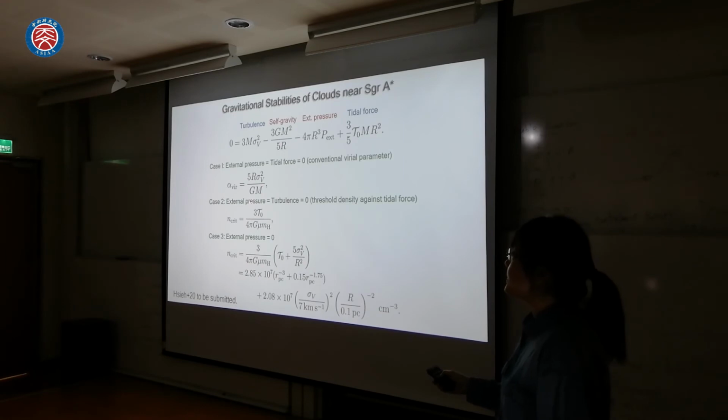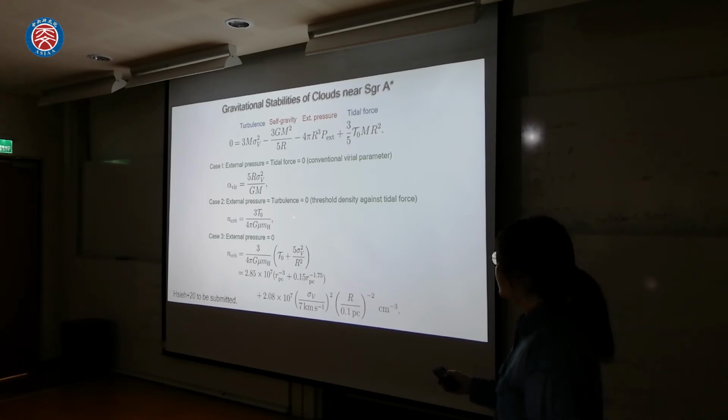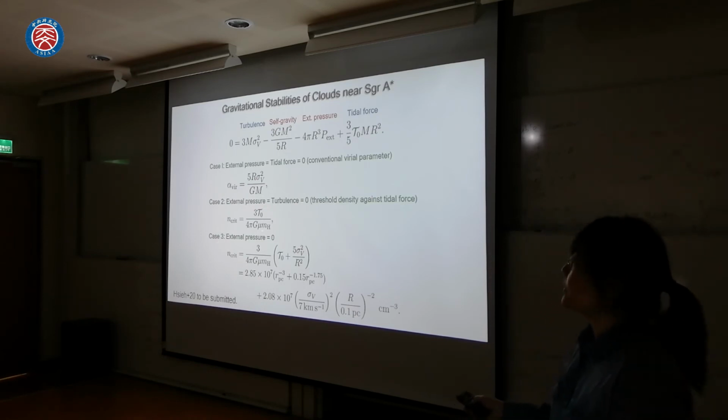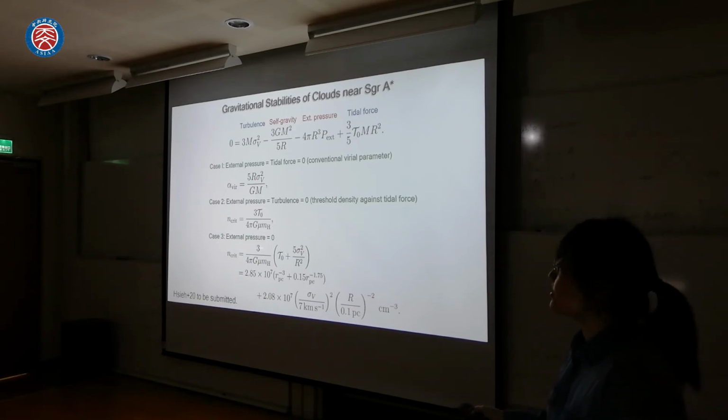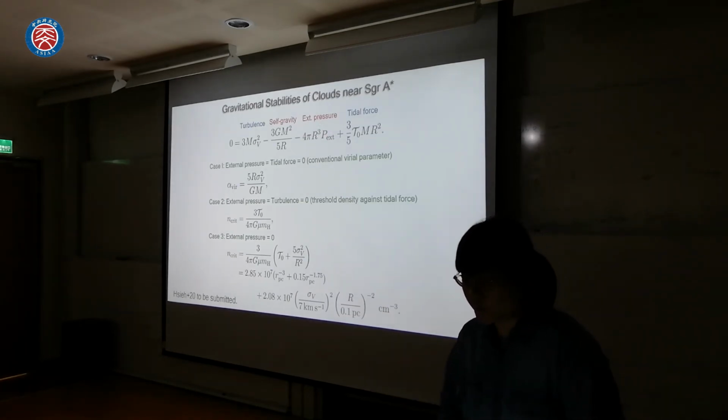The second case is if the turbulence and external pressure are 0, then this is simply the critical density, the tidal threshold density. That is the Roche limit. But case 3 is more realistic. To simplify the equation, here we tentatively assume that external pressure equals 0, and we will have a gravitational density threshold considering all these parameters except external pressure. But external pressure is apparently not 0, so we will discuss it separately.